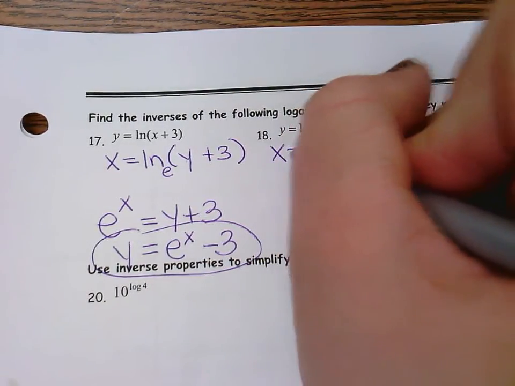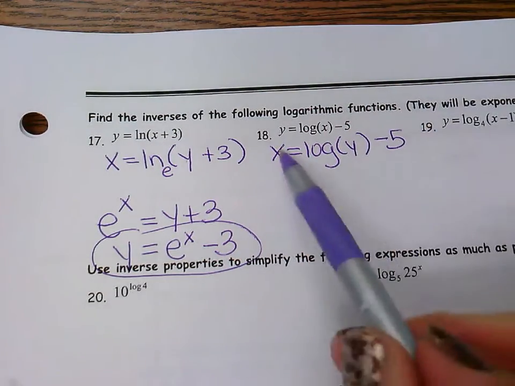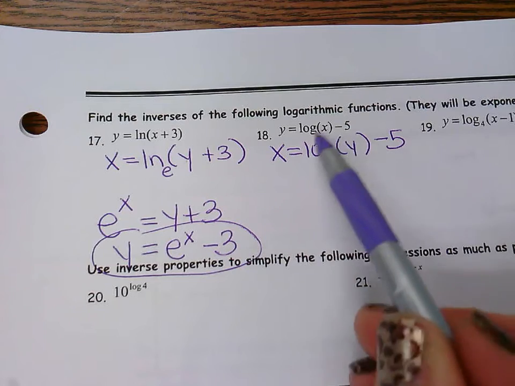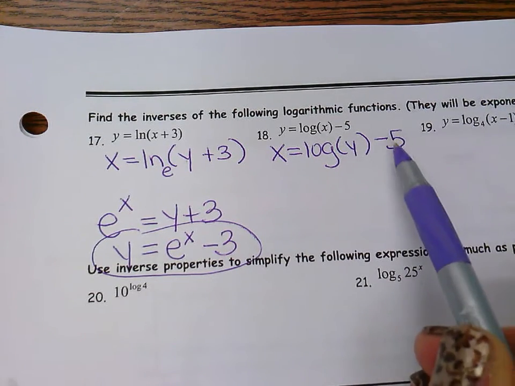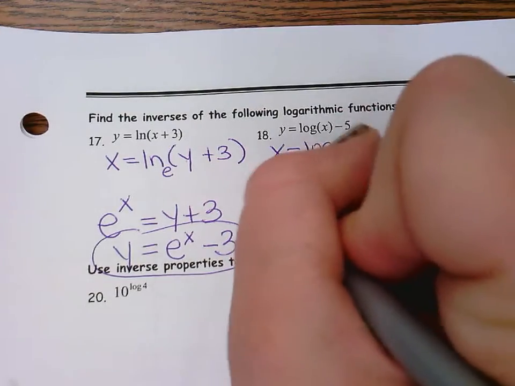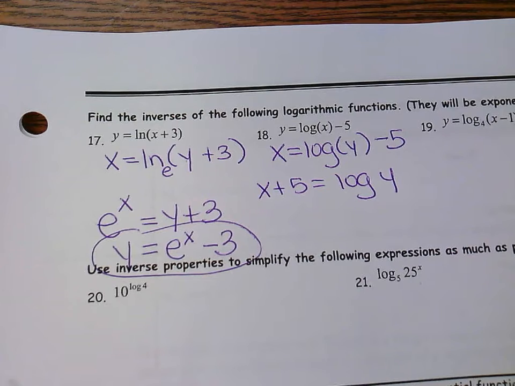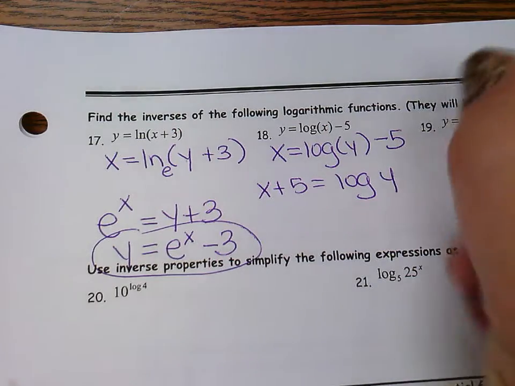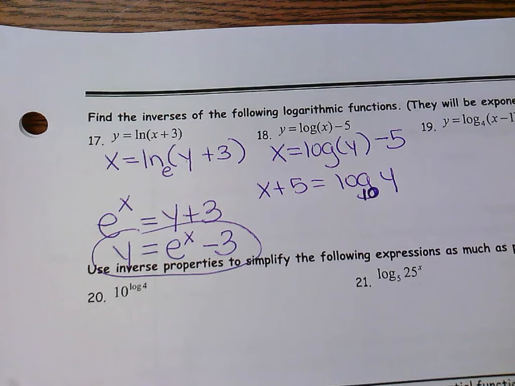18, I switch x and y. So I don't switch anything else. You just switch x and y. You get the log function by itself first. So I'd have to first add the 5 to the other side. I need to put a base in this problem. So what is the base of a log if it's not written there? 10. So I have to have a base. I didn't leave myself much room to write the base. So log base 10 of y.